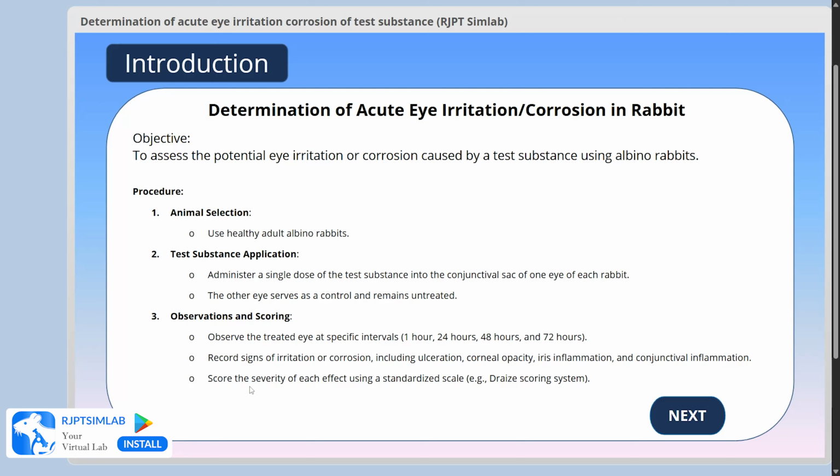Then we have to score the severity of each effect using a standardized scale, for example, Gray's scoring system, so that we can differentiate between the effects or irritations caused on the rabbit's eye at specific intervals of time, and score how severe the effect is by using a standardized scale. We can use Gray's scoring system.